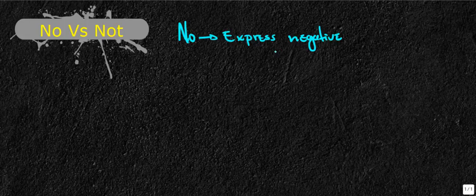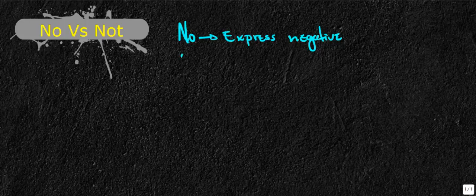Alright, so first we have no. No is an expression for the negative. Alright? We use it when we want to express negative. So for example, if somebody asks you, do you want a cigarette? You can say no. Do you like the opera? You can say no. So no expresses negative.